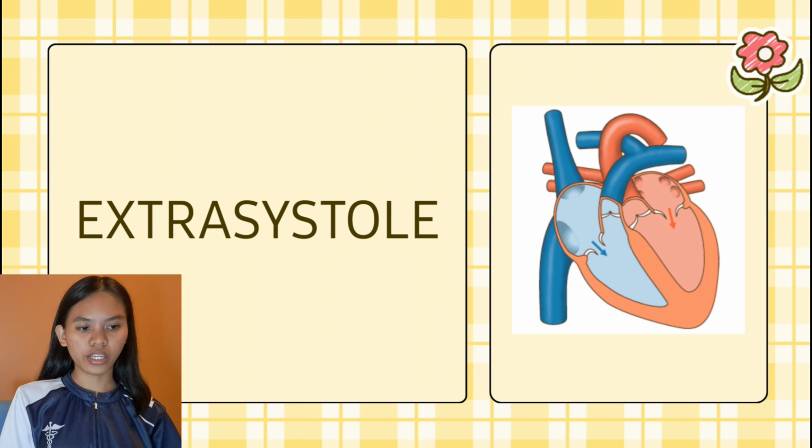Then next we have the extrasystole. This is another heartbeat that originates from other parts of the heart other than the SA node, just like the ectopic beat. But here, this can be harmless or it can indicate the presence of a heart condition, so this shouldn't be ignored. Additionally, this is an abnormal heartbeat that happens earlier or prematurely than expected in the heart's rhythm.